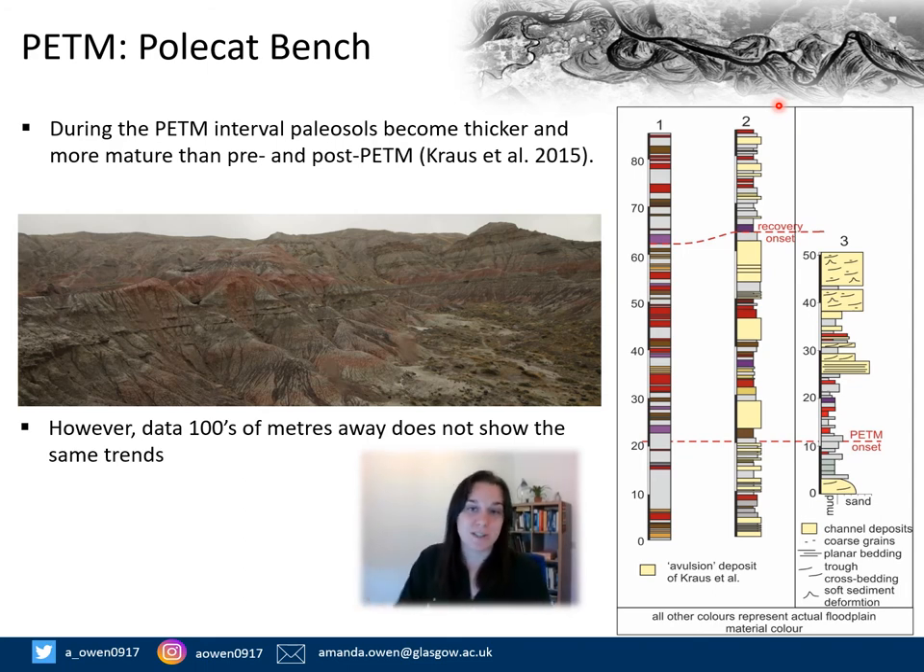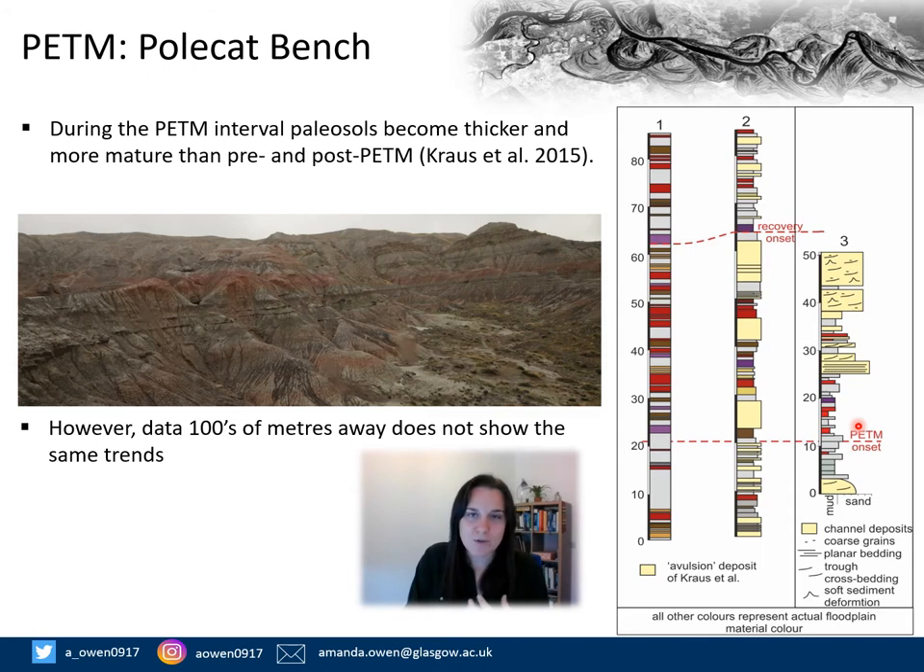We then constructed another sedimentary log ourselves, another few hundred meters away. And again, we can see these river deposits as we go up through time, through those layers of rocks. Again, we can see where the onset is because we have the geochemical data. But again, we're not seeing any kind of big, massive changes.